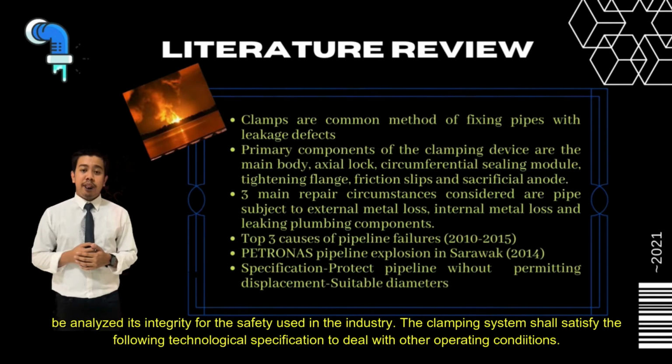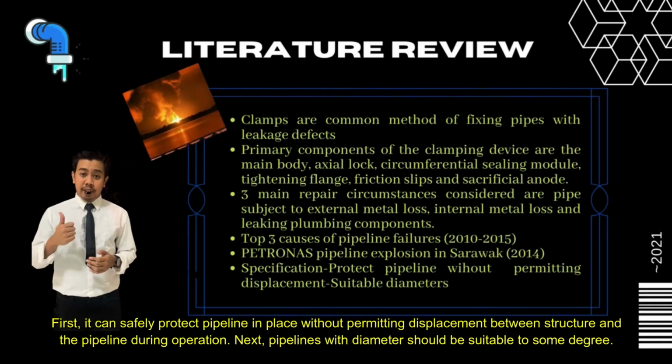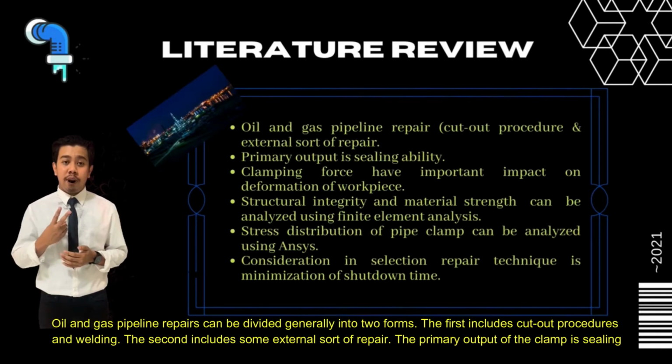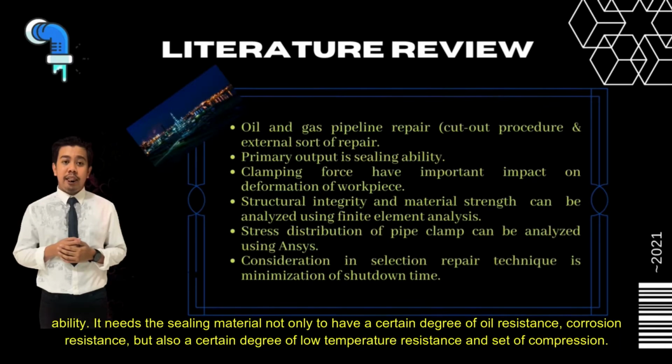The clamping system shall satisfy the following technological specifications to deal with other operating conditions. First, it can safely hold the pipeline in place without permitting displacement between the structure and the pipeline during operation. Next, pipelines of different diameters should be suitable to some degree. Oil and gas pipeline repairs can be divided generally into two forms. The first includes cut-off procedure and welding. The second includes some external sort of repair. The primary output of the clamp is sealing ability. It needs the sealing material not only to have a certain degree of oil resistance and corrosion resistance, but also a certain degree of low temperature resistance and compression set.